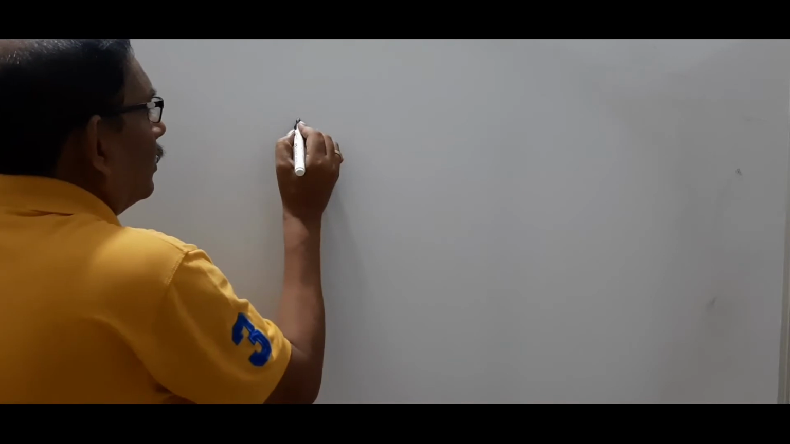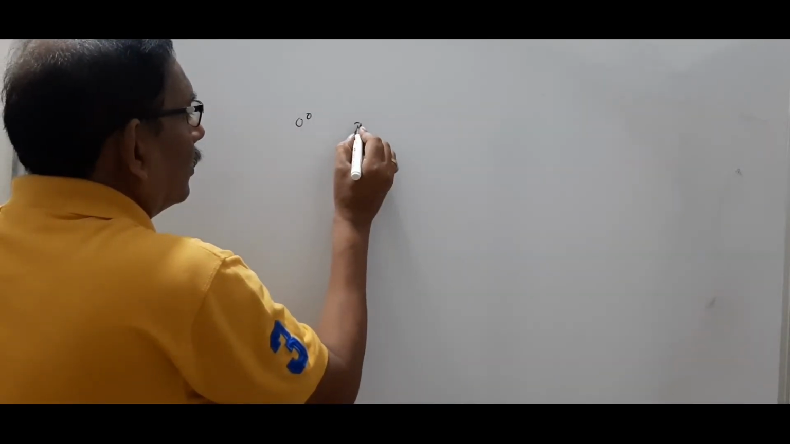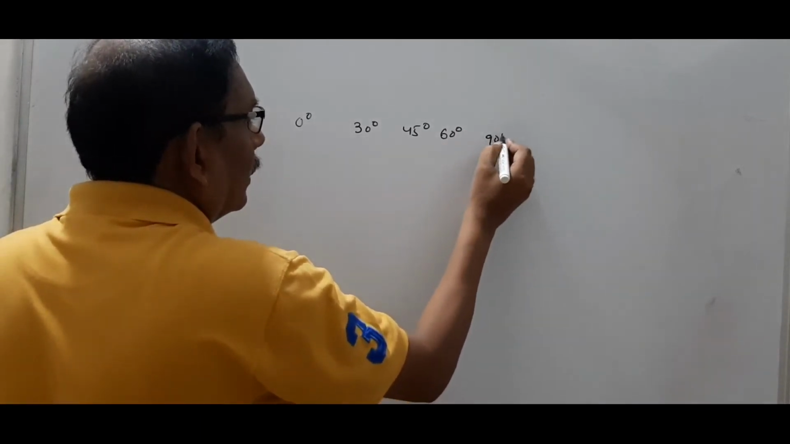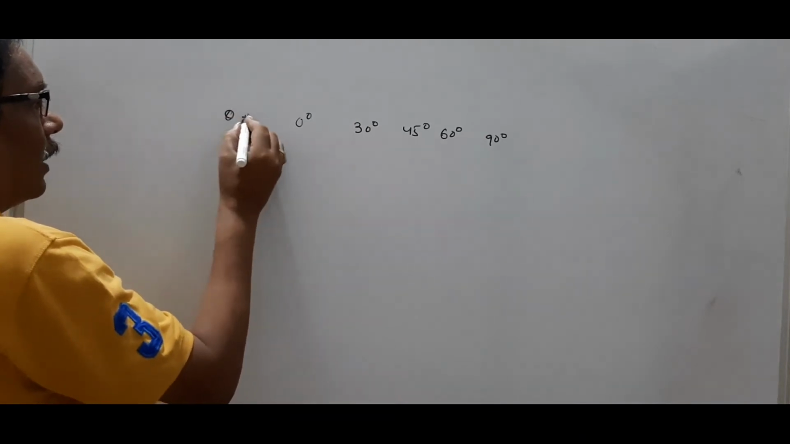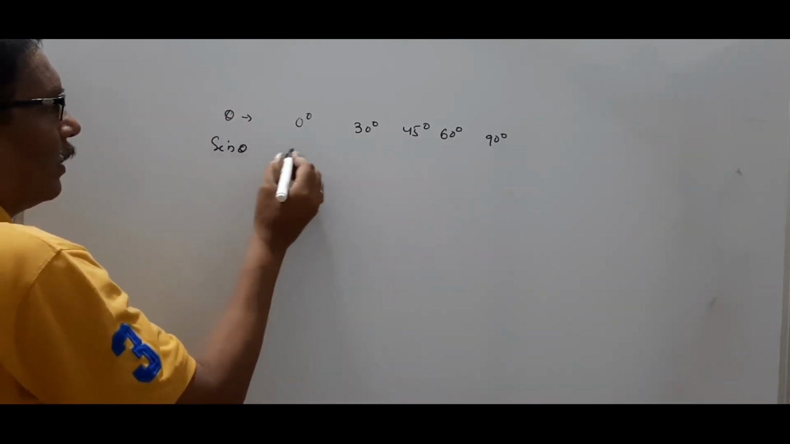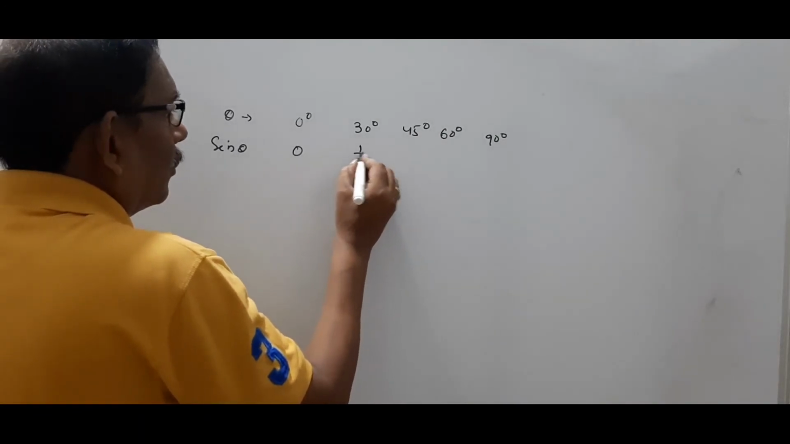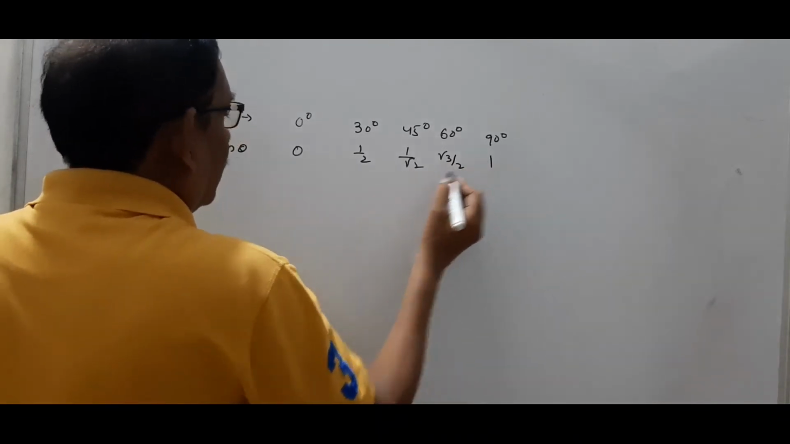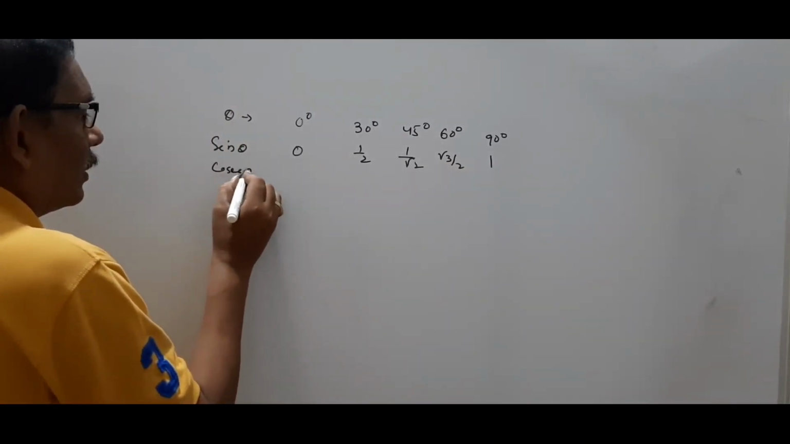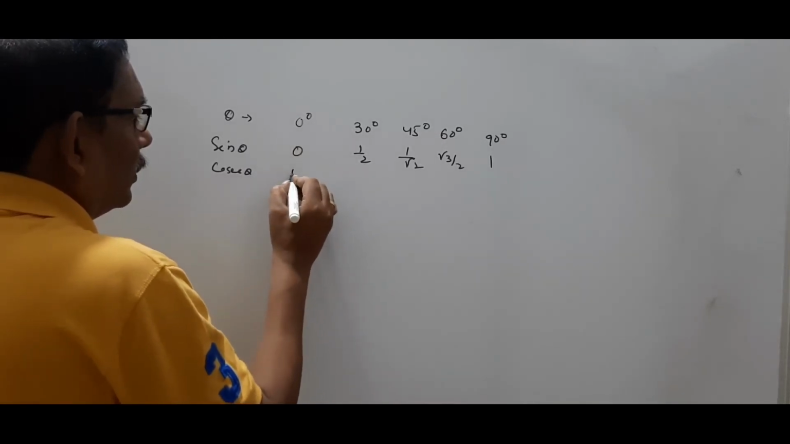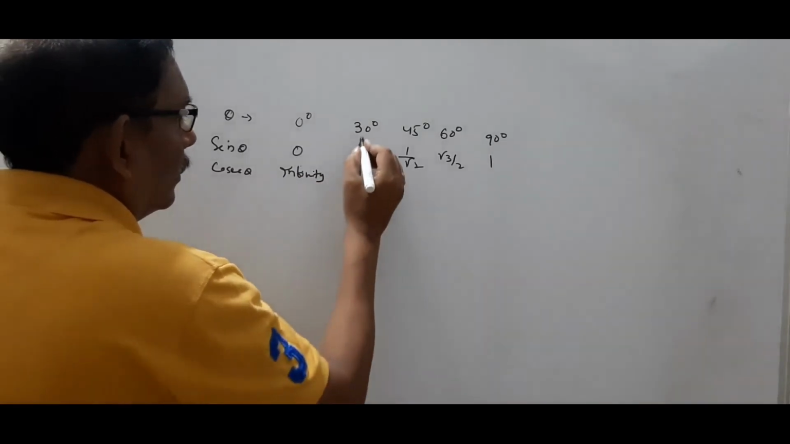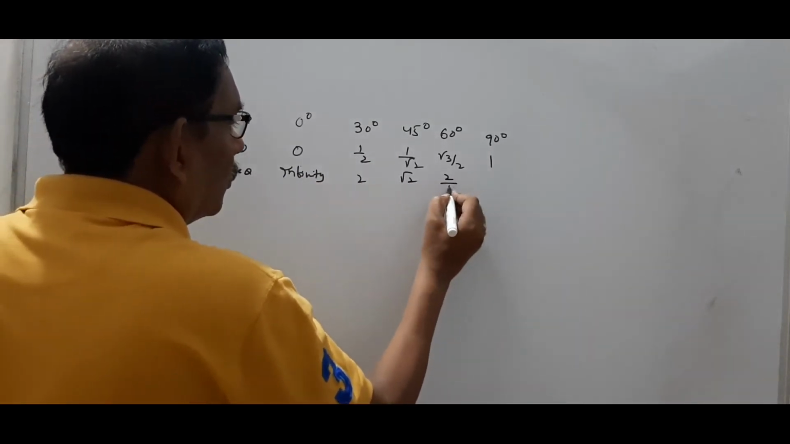Now come to the table. Theta: 0 degree, 30 degree, 45 degree, 60 degree and 90 degree. Sin theta: 0, 1 by 2, 1 by root 2, root 3 by 2, 1. Cosec theta: 1 by 0, infinite, 2, root 2, 2 by root 3, 1.